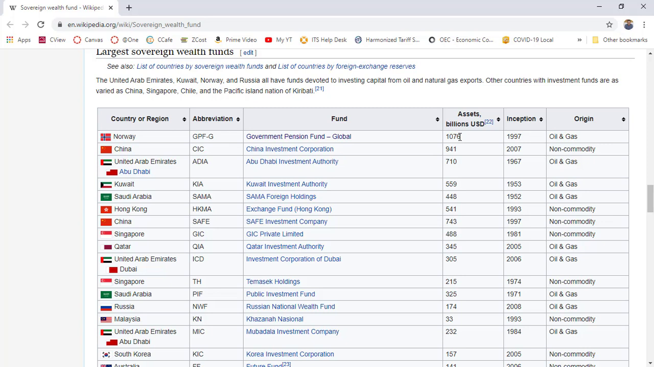There we go. That's the only $1 billion one, right? I'm sorry, $1 trillion. What am I saying? $1 trillion, not billion. That's billion. 941 billion. That's 1 trillion.